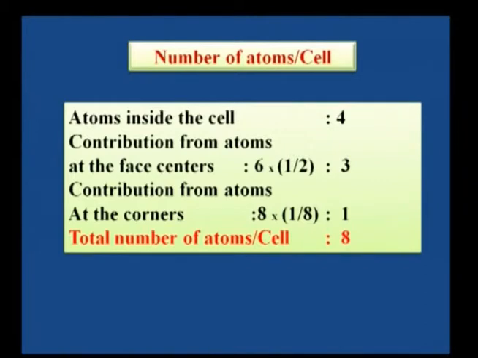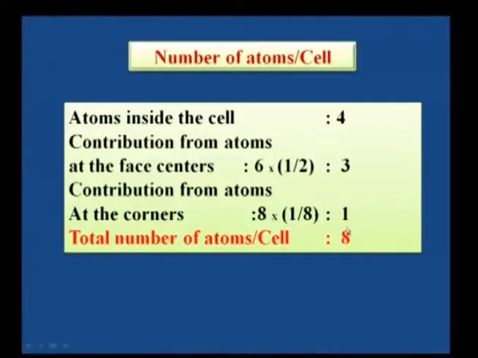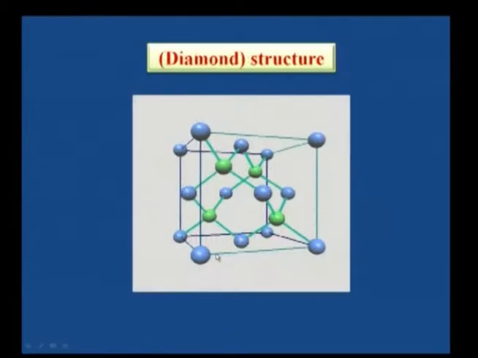This cell, this one, that one, and then you have got 4 cells above. Therefore, the contribution coming to this cell from this atom is 1/8. There are 8 atoms at the 8 corners, so the total contribution from the atoms at the corners will be 8 into 1/8, that will be 1. So now the sum total is 4 plus 3 plus 1, that means 8. The total number of atoms per cell will be 8.